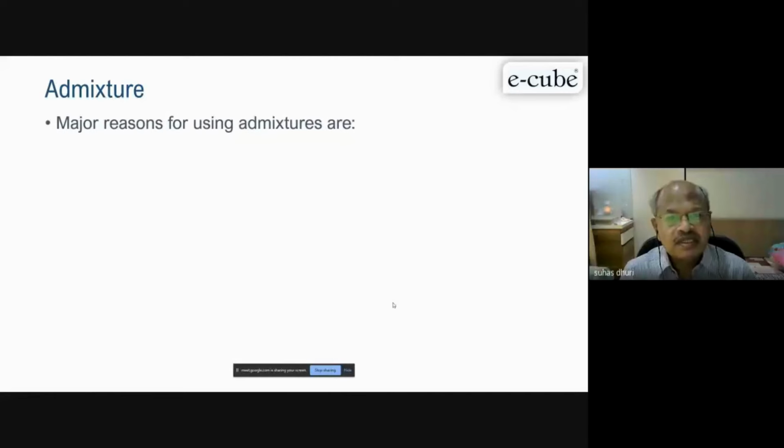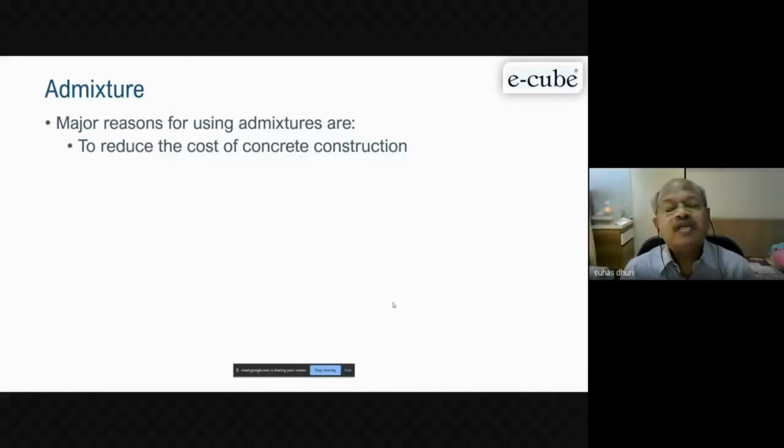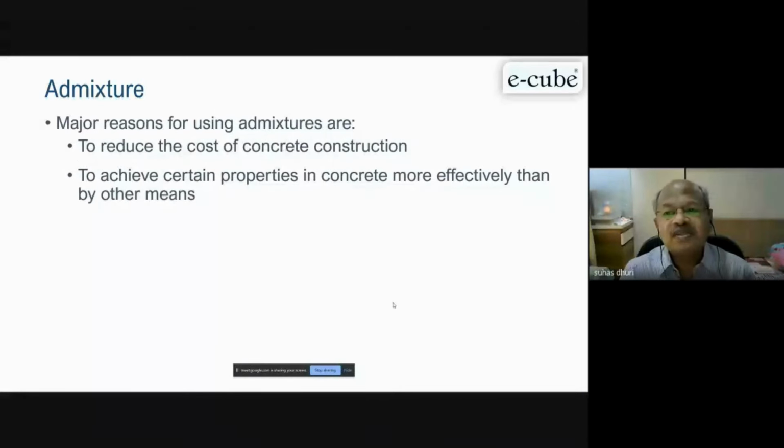The major reason we are using admixtures in concrete is to reduce the cost of construction, because once you use it, you get very good workable concrete, which is very easy to place, very easy to compact, and gives a very good finish also. So your labor requirement is reduced, and you can have very speedy construction with this. We can use a pump also and place this concrete. It also helps achieve certain properties in concrete more effectively than other means.